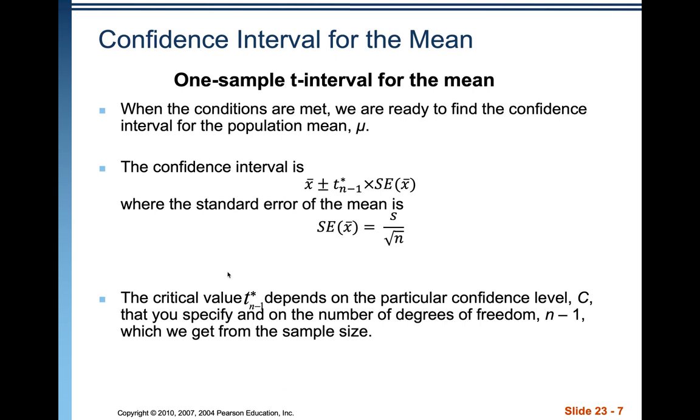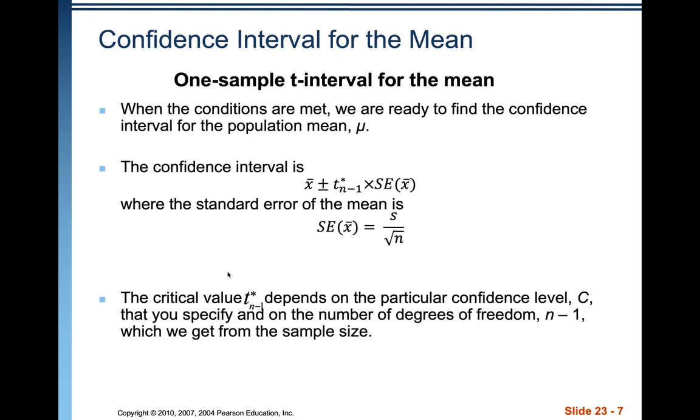It's going to follow the same overall formula of estimate plus or minus margin of error, where the margin of error is a critical value times either the standard deviation or, in this case, standard error. So we have x bar plus or minus the critical value of t for n minus 1 degrees of freedom times the standard error of x bar. And again, the standard error of x bar is s divided by square root of n.